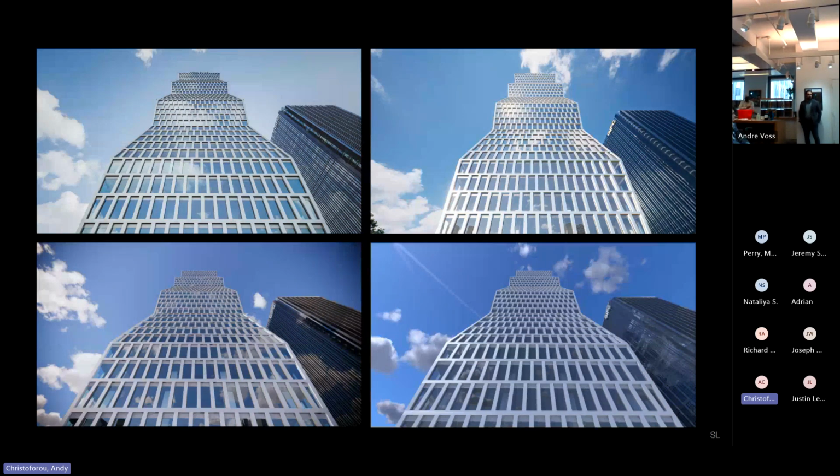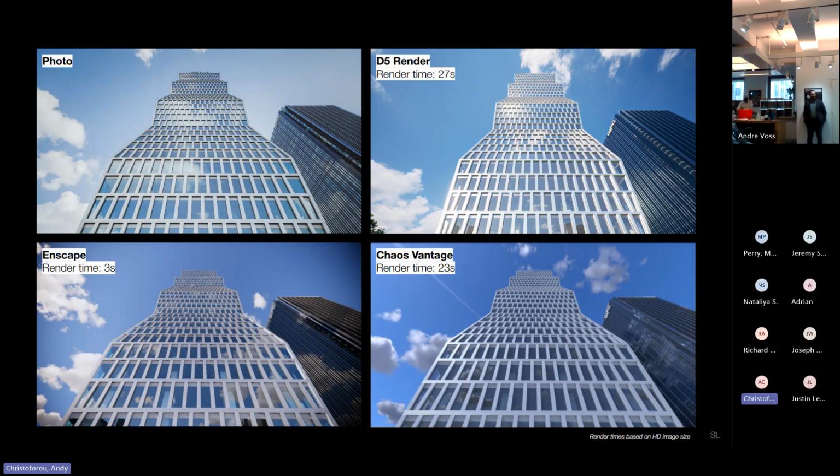Over here, we did another study. We wanted to summarize some of the other rendering engines that Andy covered earlier. And can anyone take a guess here which one is the photo, D5, Chaos Vantage, and Enscape? Okay, we have bottom right photo. Can anyone take a guess at which one's D5? Which one's your favorite, actually? Top left. Okay. So the top left is the photo.